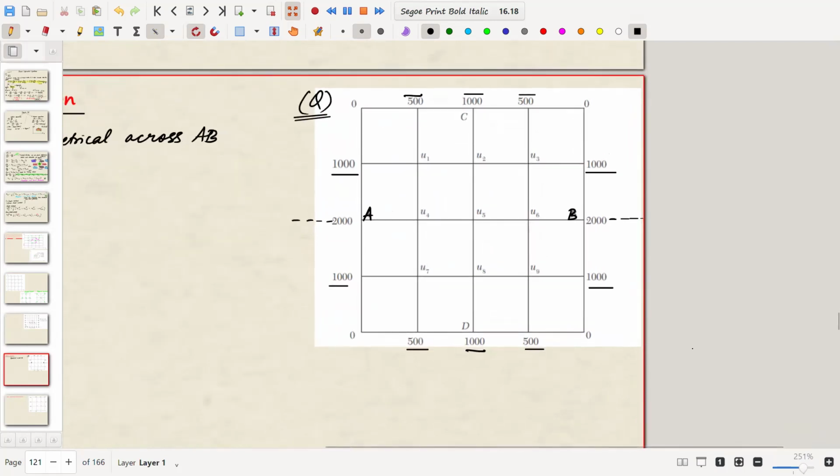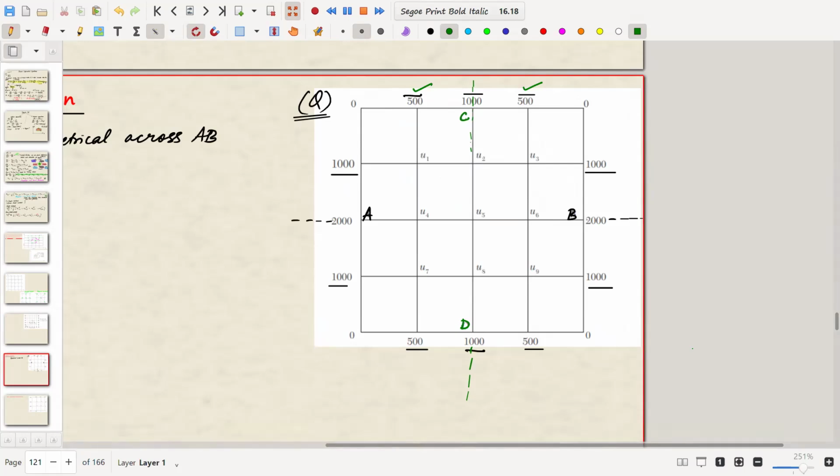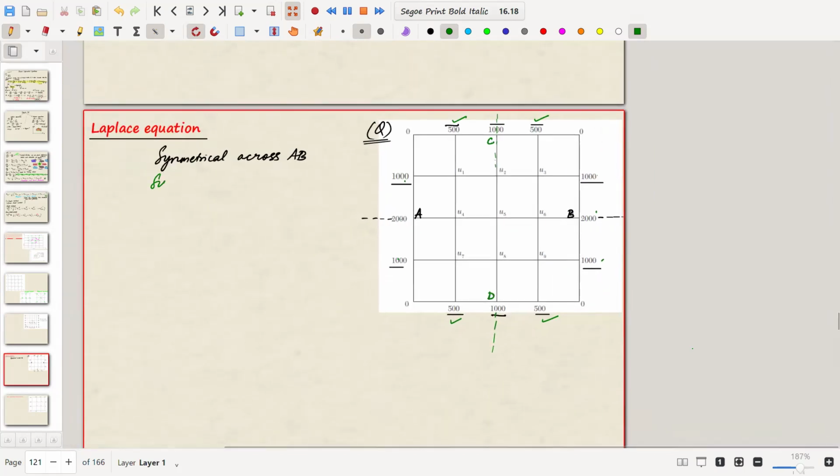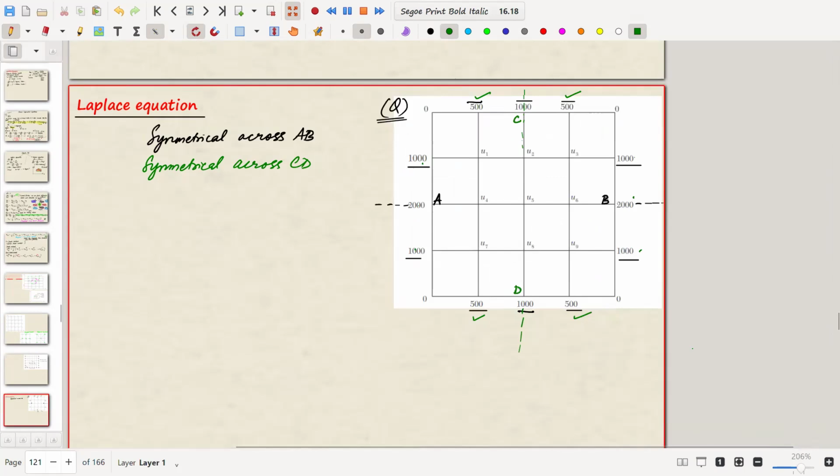Now let us look at the next one, that is CD. Let us fold the chocolate bar across this vertical line. Now see that 500 is here, 500 is here, 1000, 2000, 1000, 1000, 2000. So it is symmetrical across CD also. Now, how can we take advantage of this symmetry?